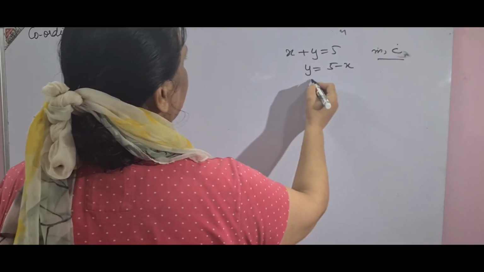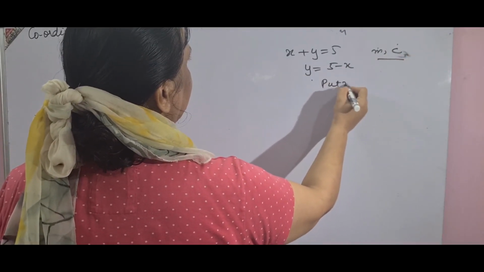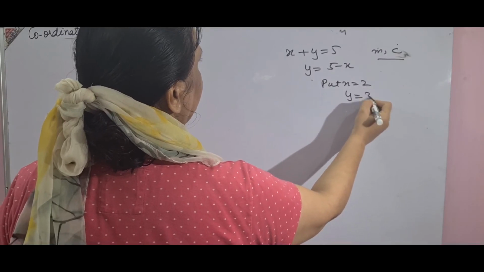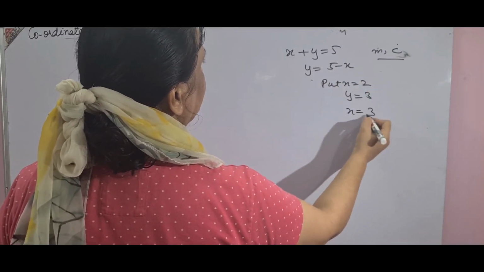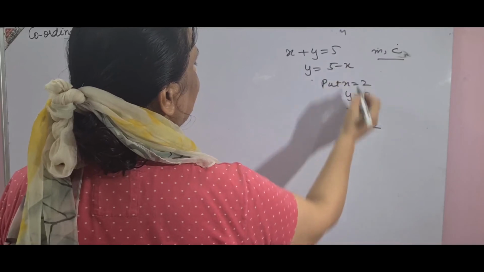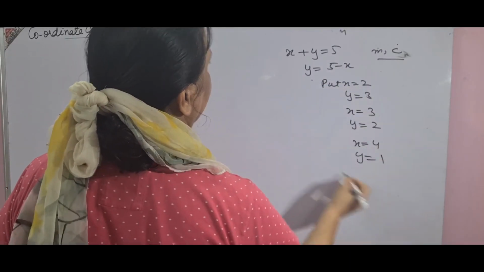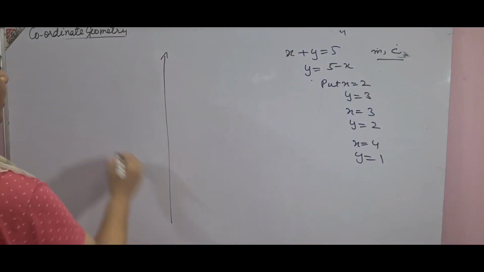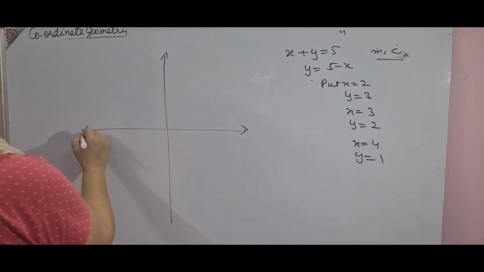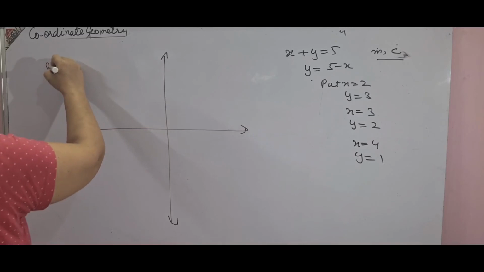So put x is equal to 2, y is equal to 3, 5 minus 2. Put x is equal to 3, y is equal to 2, 5 minus 3. Put x is equal to 4, y is equal to 1. Again, I have drawn a graph. It is a rough sketch just to make you understand. So that is why I am writing again and again rough sketch.